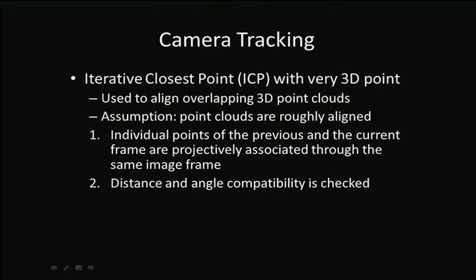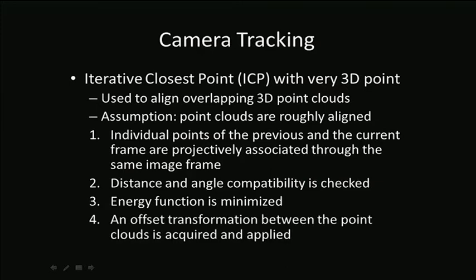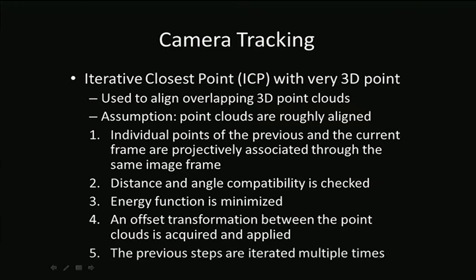So after we've checked the compatibility of a point pair, we then try to minimize an energy function. The energy function describes the sum of the squared distances between the points, and we solve a linear system which tries to minimize this disparity between the point clouds globally. So we try to find the best fit to minimize the distances for the whole point cloud. And then, once we've found this transformation which describes the offset between the two frames, we apply this transformation to the current image frame, and then transform it to a new position.